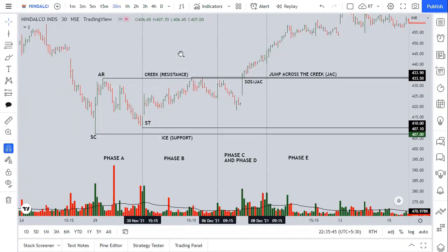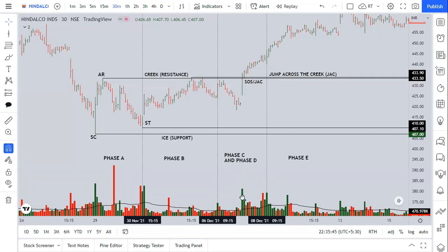So that's what happened right here. Market started holding those levels. So the phase B was considered to be the absorption phase. So once it got completed, market tested back, market came down, and suddenly you got a jack that is called jump across the creek. That's what the jack is about.